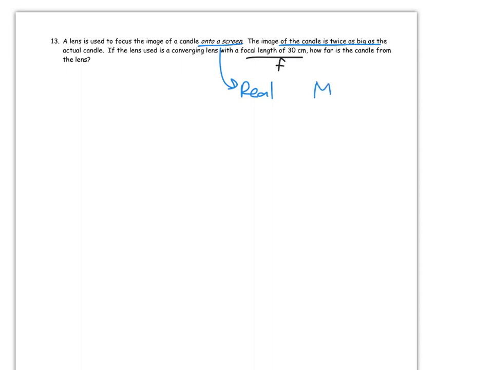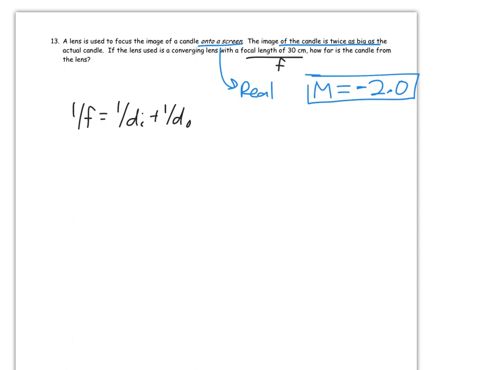So that tells us that our magnification is going to have a value of 2, okay, because the image is twice as big. And the fact that it's real means it's inverted, so it's actually going to be negative 2.0. So we're going to have to use that magnification then in a second. So let's go ahead and start setting this up. So we have 1 over f equals 1 over di plus 1 over do. We do know our focal length here is 30. That was given. However, we don't know our image distance, and we also don't know our object distance. And that's where this magnification piece comes in.